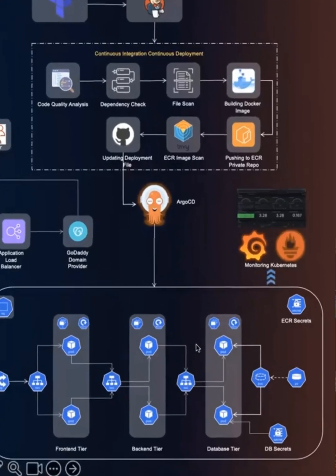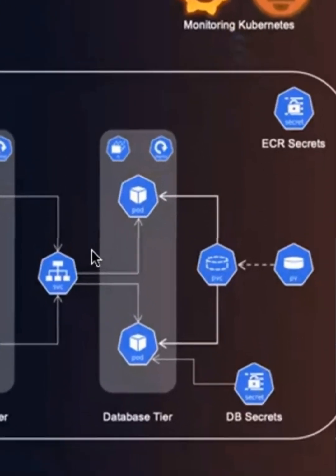Now let's move forward to the database related Kubernetes manifest files. First of all, we are using stateful sets instead of deployments. Then we have also created a persistent volume to persist the data permanently. The PVC is also created, which is claiming the persistent volume from the PV itself, and then it is injected into our stateful set pod. We are also using secrets for the database. Then we have ECR secrets, as our ECR repositories are private.